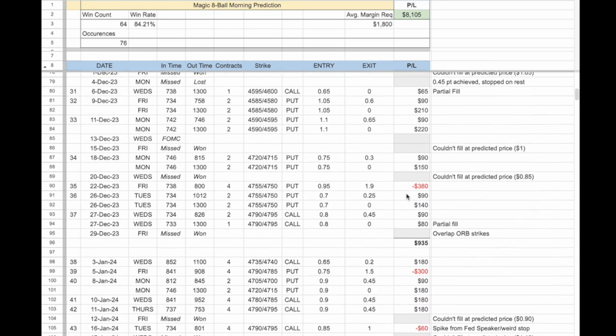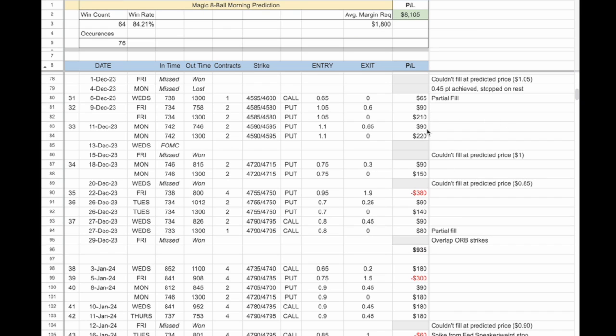What else can I say? I tried to make notes when weird things happened, like on this day, I only got filled for one contract. Why? The market must have been dropping right at 7:38 when I got filled, and only one contract filled.